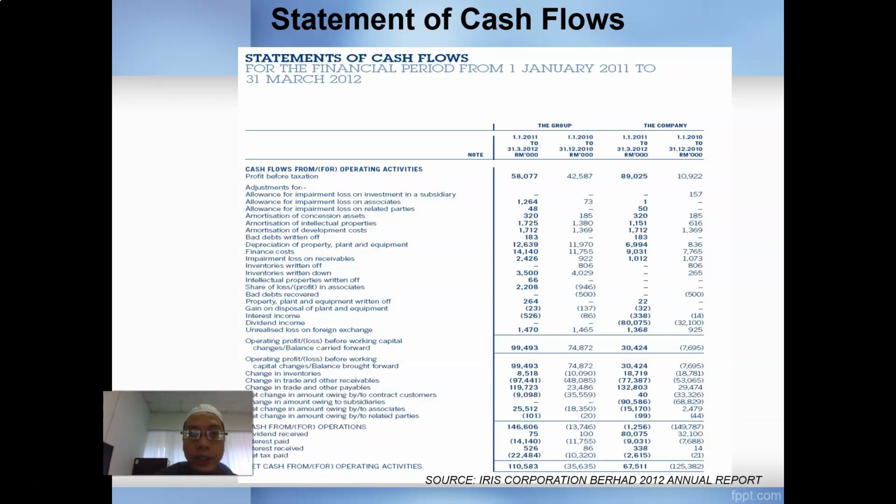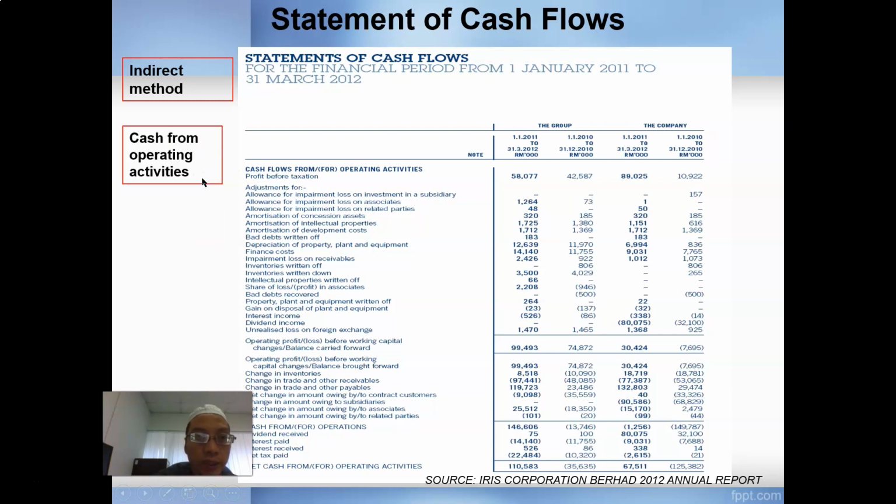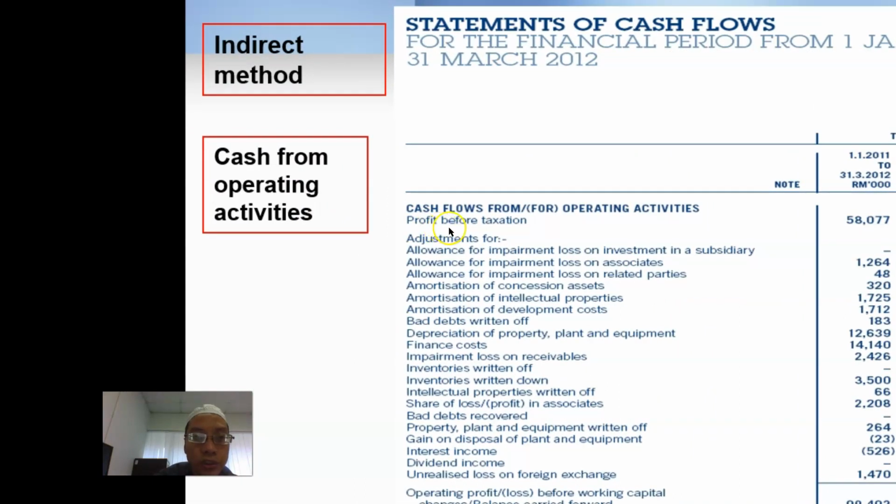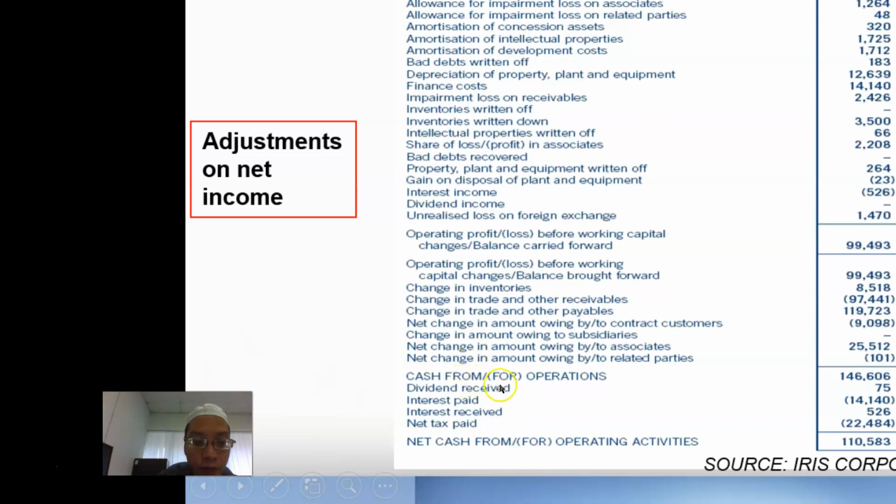This is an example of statement of cash flows, and this uses the indirect method. So when you see, because it starts with the indirect method, the cash from operating activities will start at the profit before taxation, and then we make several adjustments. For example, allowance for impairment loss on investment in the subsidiary, allowance for impairment loss on associates, amortization of concession assets. So several of these are non-cash transactions, like bad debts written off. These are not cash transactions. And then there's the items which are related to non-operating activities, rather financing activities such as finance costs. So all of these items are adjusted from the profit before tax to get the cash from or for operations.